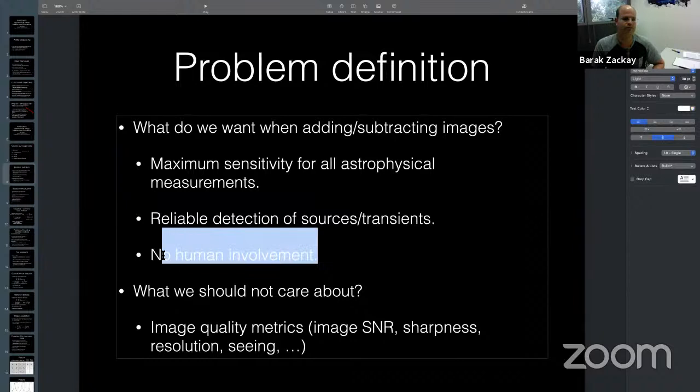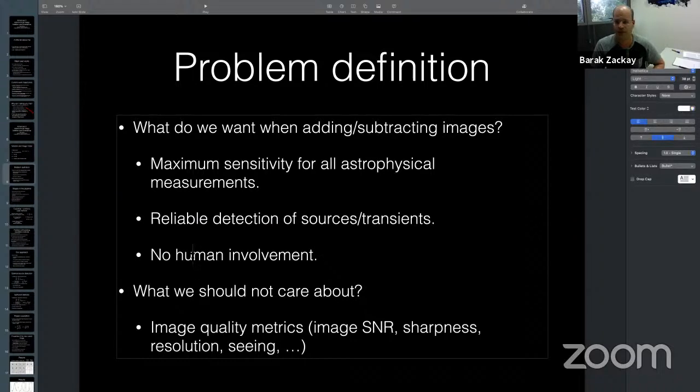And we care about something that has no human involvement. We really don't want a person to sit down with the image and tag each source and say how many photons they think the source gave.